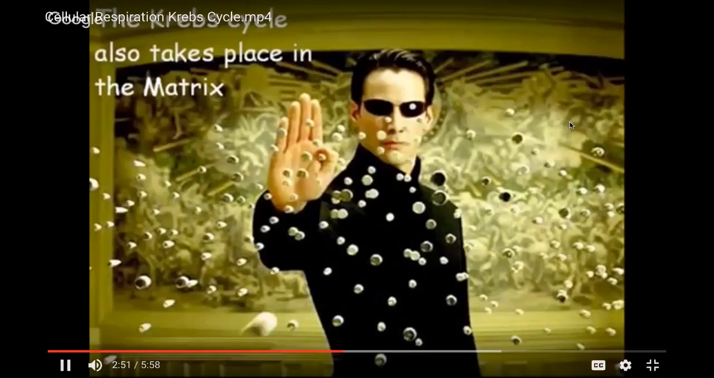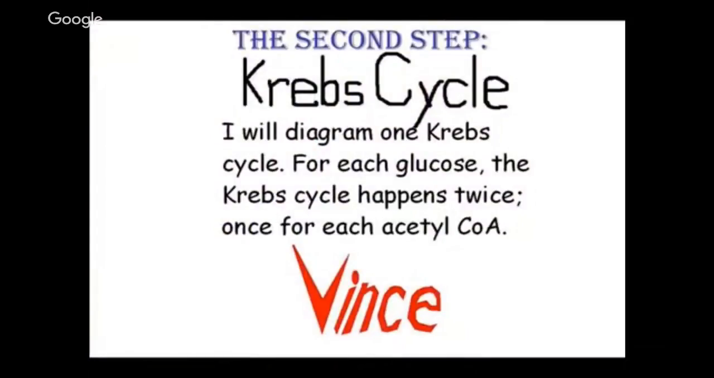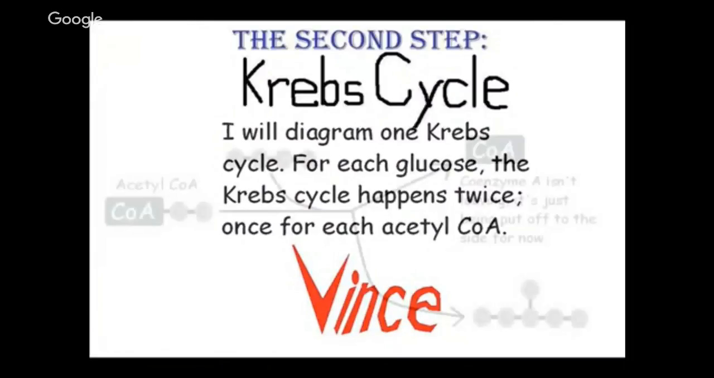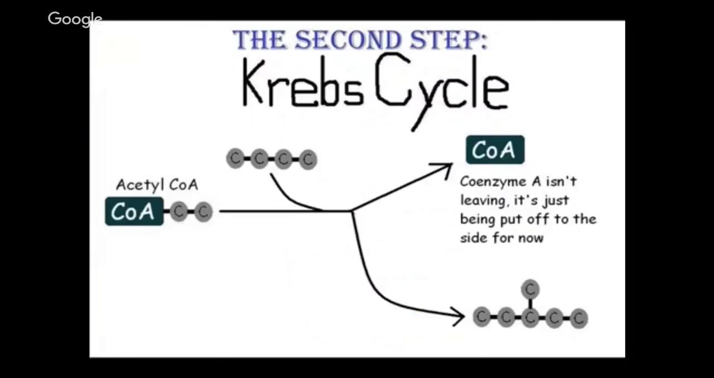It takes place inside the matrix. Now, I will demonstrate one Krebs cycle. For each glucose molecule, which remember, at the beginning we started with 1 glucose molecule, the Krebs cycle happens twice, or goes around twice, once for each acetyl CoA. Now, we have 2 acetyl CoA, because that is what pyruvic acid essentially was from our in-between step, so the Krebs cycle will go around twice for every 1 glucose molecule. So we start off with the acetyl CoA.